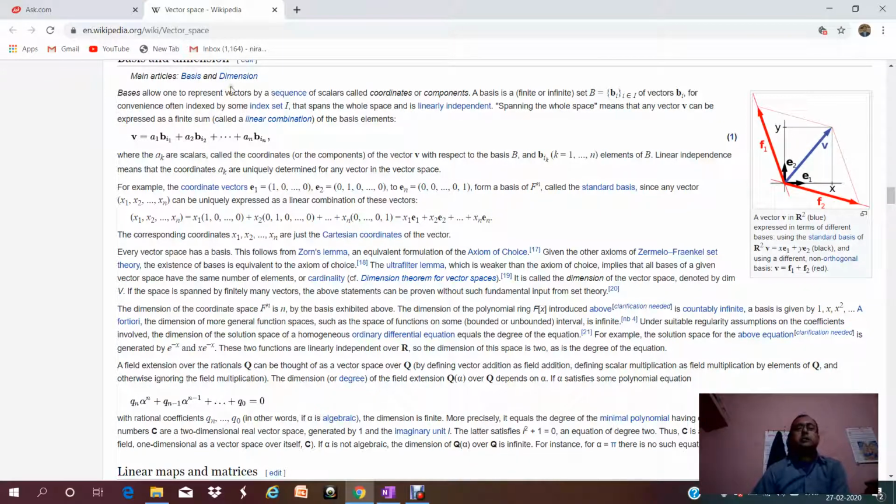And what is the dimension? Dimension is the number of independent vector elements in the basis. For three-dimensional space, the standard basis has 3 elements. So the dimension of three-dimensional space is 3, and the dimension of two-dimensional space is 2. So this is the dimension.